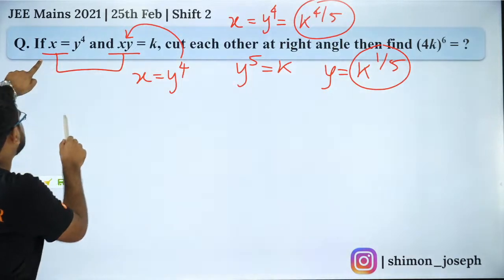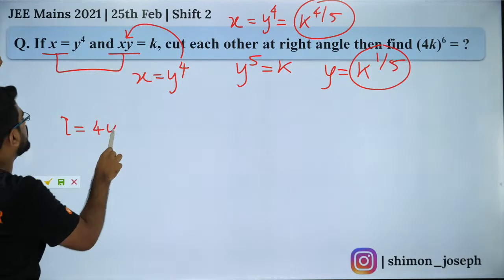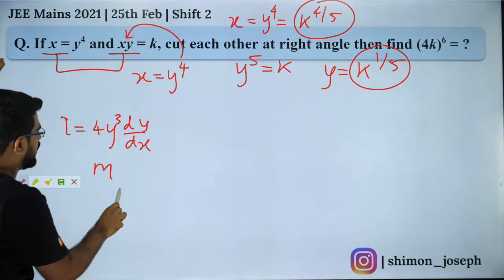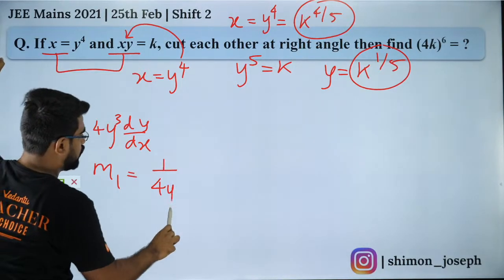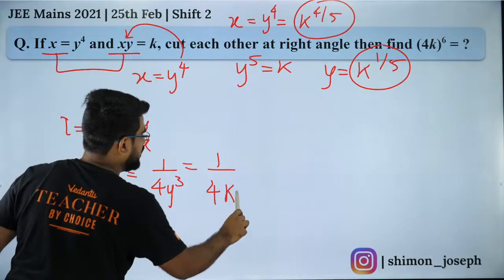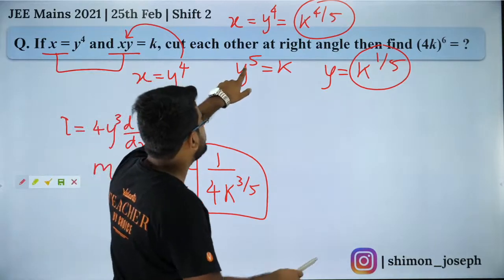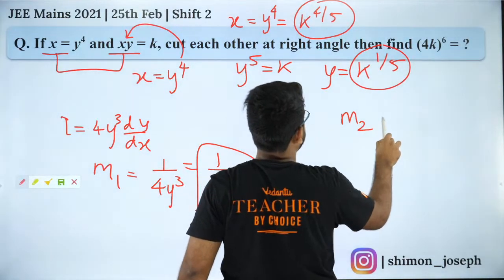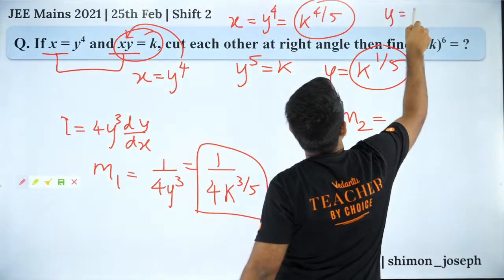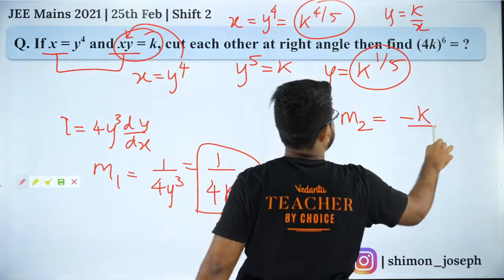Let's find the slope of this. The slope of this will be what? 1 is equal to 4y cube dy by dx. So the slope of the first curve is equal to 1 by 4y cube, which is equal to 1 by 4 times y cube, which will be k to the power 3 by 5. So this is the first slope. The second slope m2 will be, what is the slope of this equation? You will get y is equal to k by x, right? So the derivative of k by x will be minus k by x square.